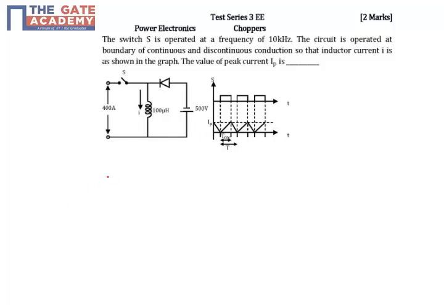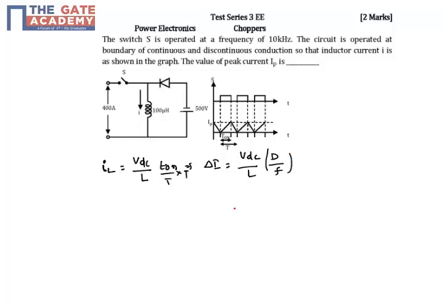So how do you find out the peak value of current? The same thing, by using the formula of the inductor. The current through the inductor during on time is equal to the voltage across the inductor, that is VDC, by L into T on. So this implies the ripple current is equal to VDC by L. This T on, if I multiply and divide with T, will become D by F.